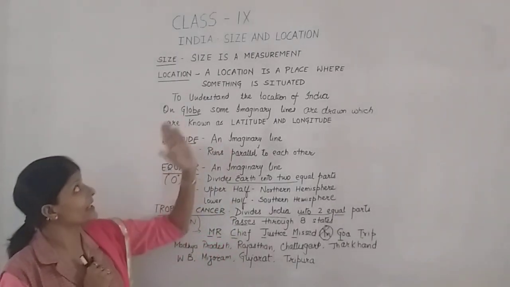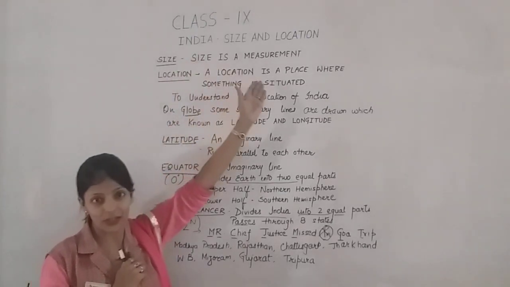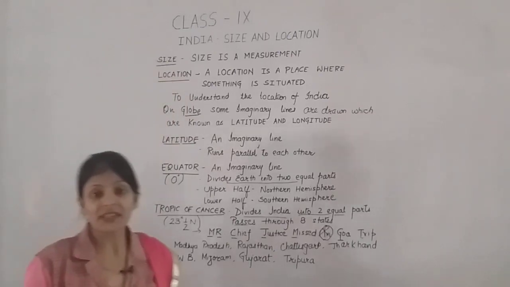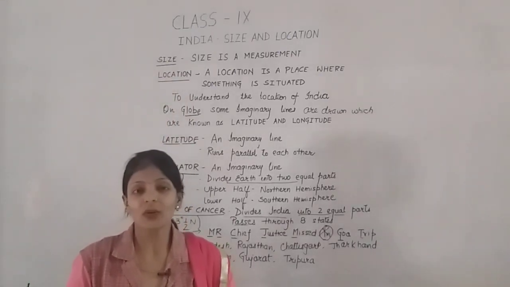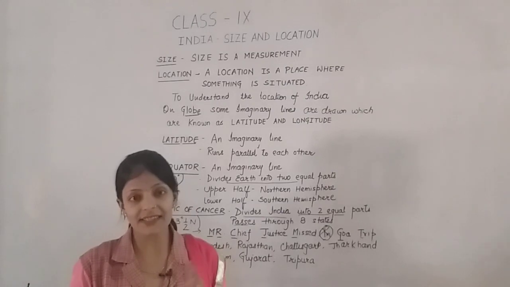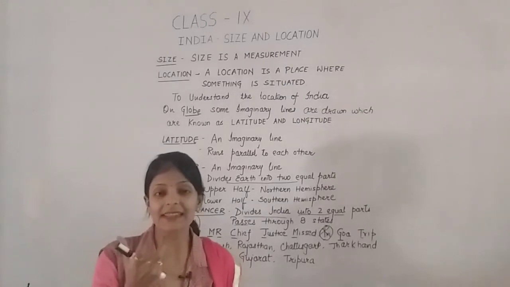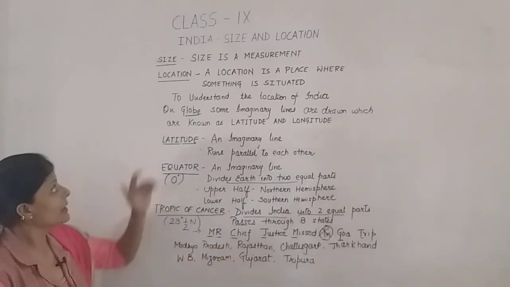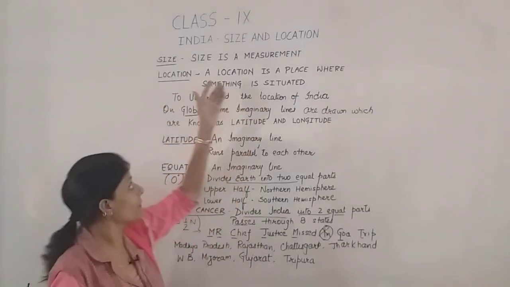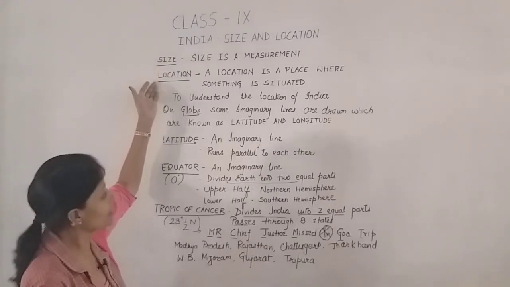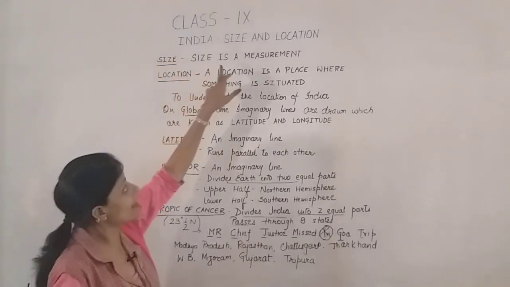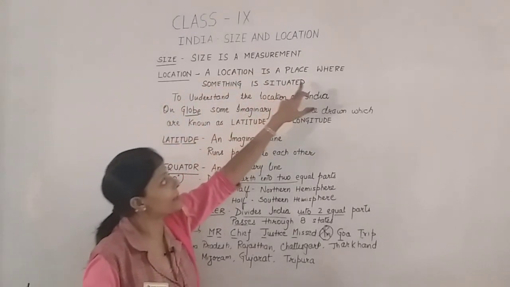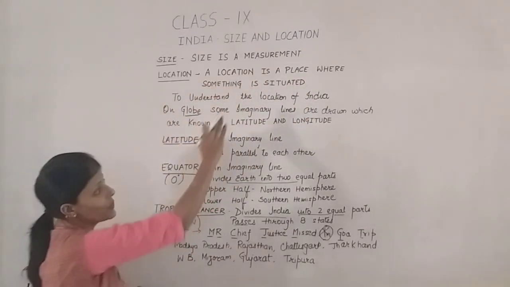Today we will start our chapter India Size and Location of class 9th. In this chapter we have to study about India's size and location. It means exactly where India is located on the globe. Before this, let me tell you the difference between size and location. Size is a measurement, students, whereas a location is a place where something is situated.